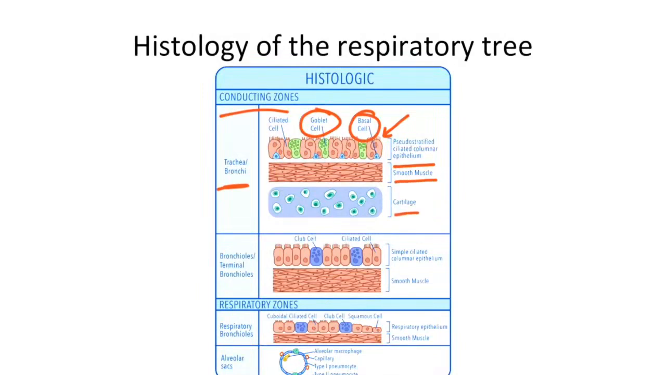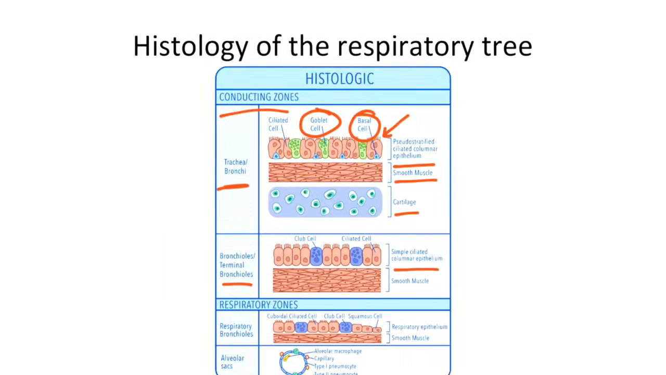Okay, now let's have a closer look at the bronchioles and the terminal bronchioles. Notice how the pseudostratified ciliated columnar epithelium is no longer pseudostratified. Rather, it has become simple ciliated columnar epithelium. Also notice that goblet cells and basal cells are no longer present.